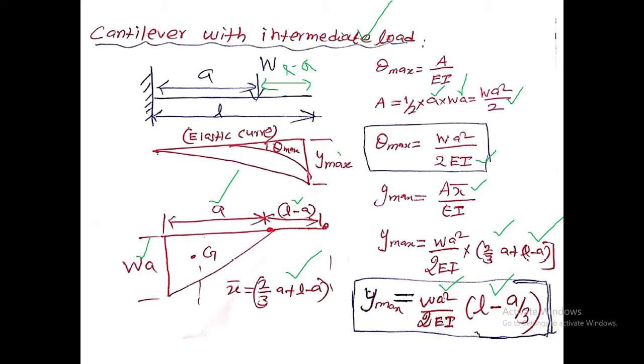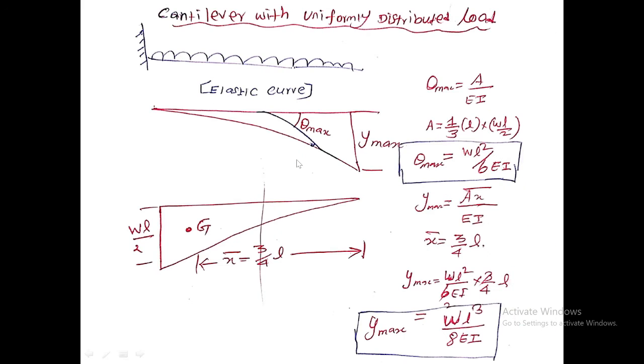The maximum deflection is at the free end. This is the maximum slope, and this is the elastic curve. Next, cantilever with a uniformly distributed load.